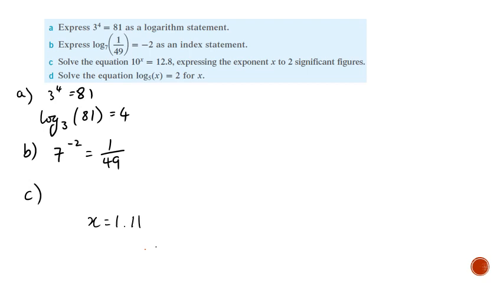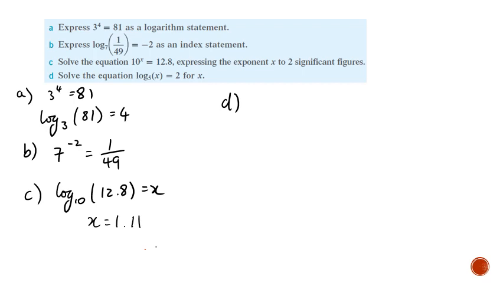C. Solve the equation 10 to the power of x equals 12.8, expressing the exponent x to two significant figures. What you would do is rewrite it first. So we would have log 10 of 12.8 equals x. Then we need to type it into the calculator, which I will do in a separate slide in a moment. And then you just simply write in the answer after that. So I'll add the answer on the actual slide.